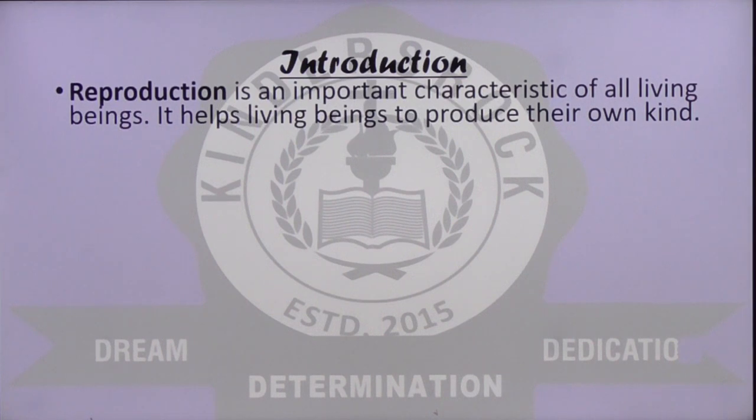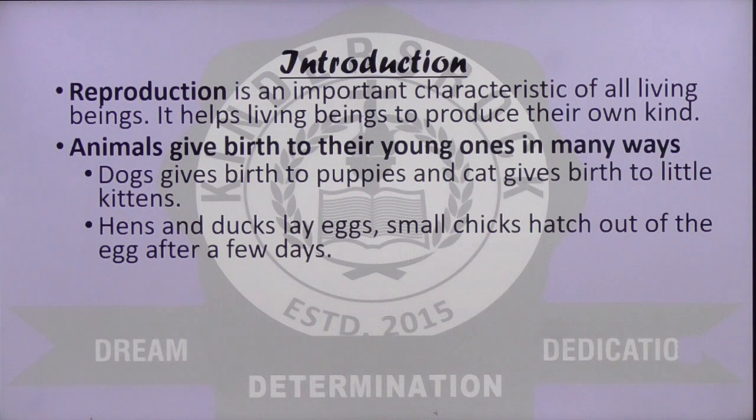What is reproduction? Reproduction is an important characteristic of all living beings. It helps living beings to produce their own kind. Animals give birth to their young ones in many ways. Dogs give birth to puppies, and cats give birth to little kittens, whereas hens and ducks lay eggs. Small chicks hatch out of the egg after a few days.